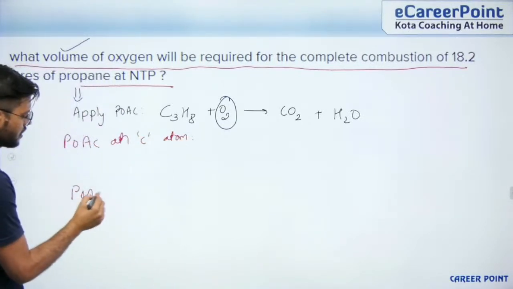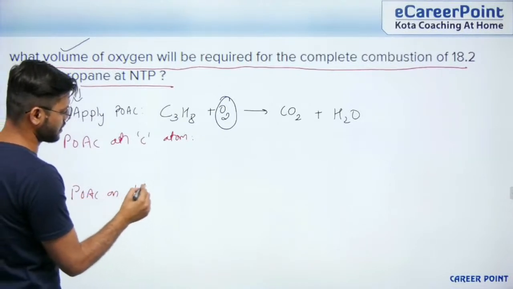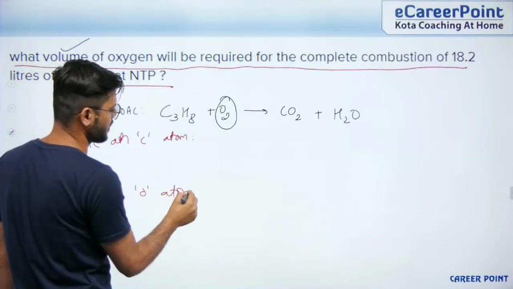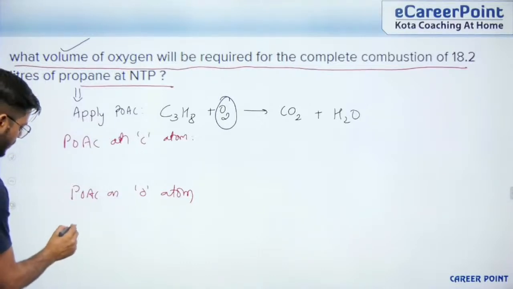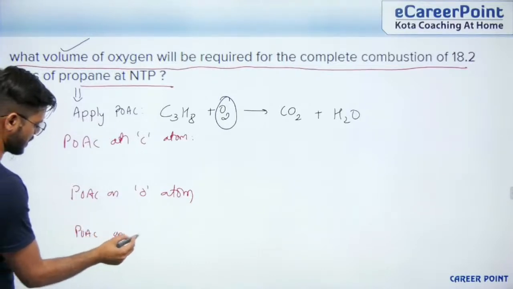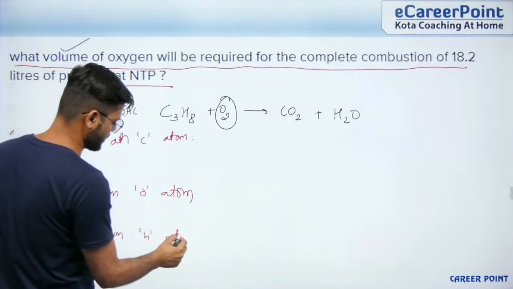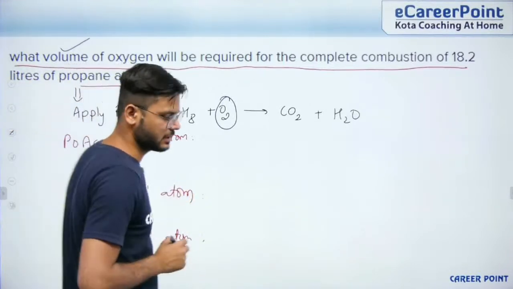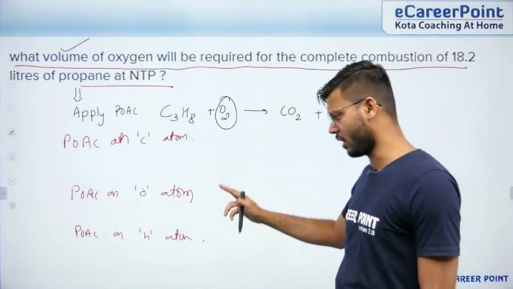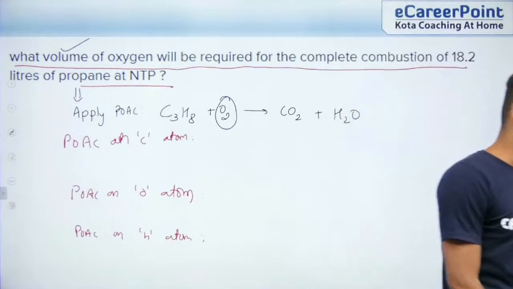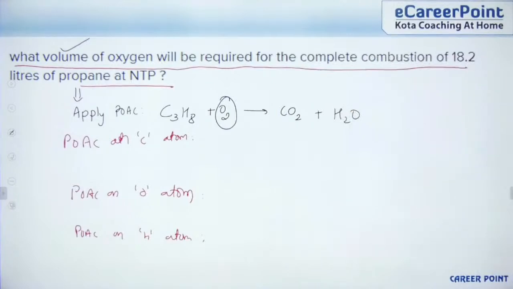Then POAC on the oxygen atom. So first for the carbon atom, then the oxygen atom, and then of course POAC on the hydrogen atom. Can you do it? Write these three equations. Write the POAC for all these three atoms. Firstly, I am giving you a hint. Do it.